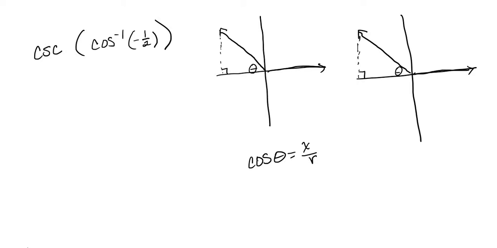Remember that cosine theta is defined as x over r in our circular definitions. So I could think of this x value as being -1 and my r value as being 2, because that's the fraction -1/2. You can see on the picture on the left side of my screen, I've got my radius as 2.